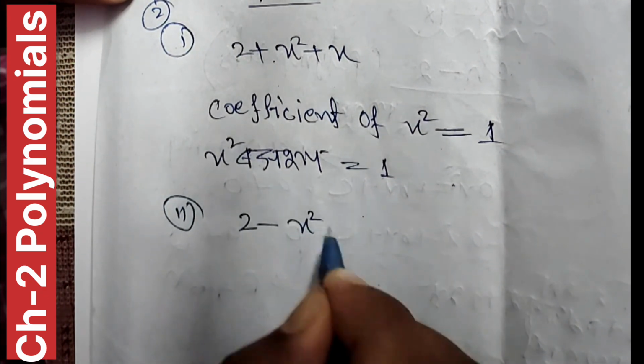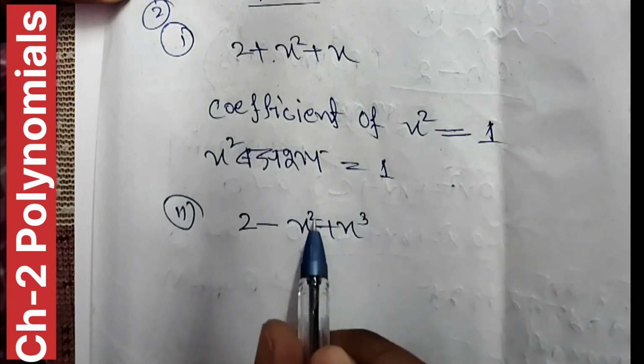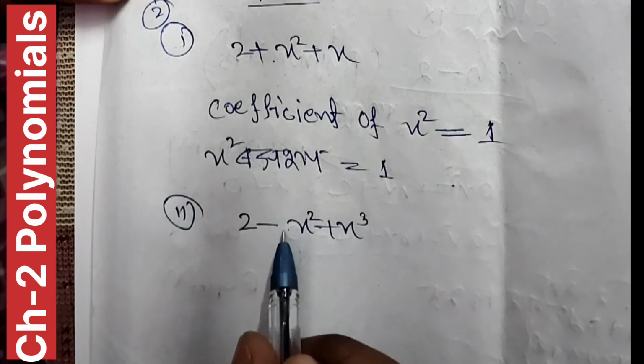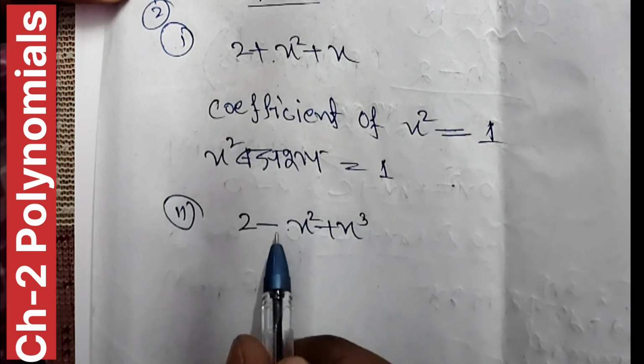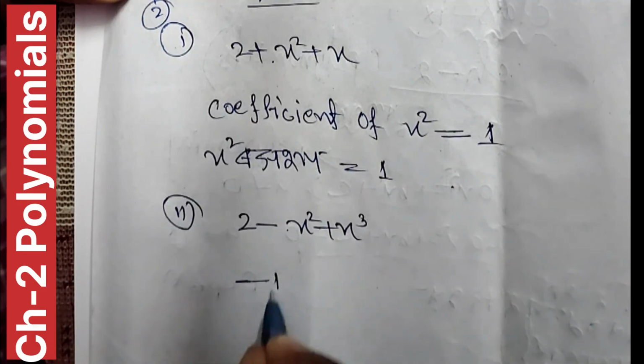So next question, number 2: 2 minus x square plus x cube. So see, x square, what can I say? Nothing, it means 1. But the sign is minus, so the coefficient of x square is minus 1.